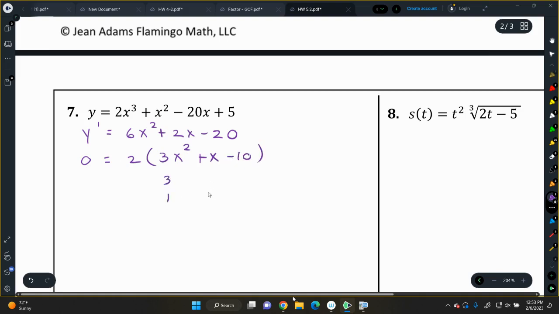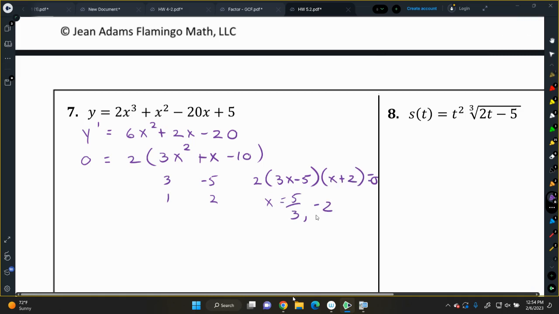Let's see, 3, 1, 5, and 2. That'll work. Okay, so this is going to be 2 times (3x minus 5) times (x plus 2) equals 0. So x equals positive 5/3, negative 2. Those are my critical points. Those are the points where we look to see if we have a relative minimum or maximum or an absolute. Those are the points that we're looking for that sign change.